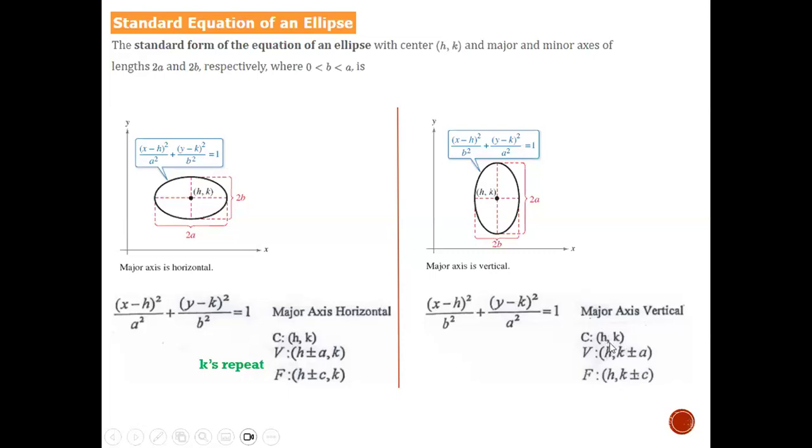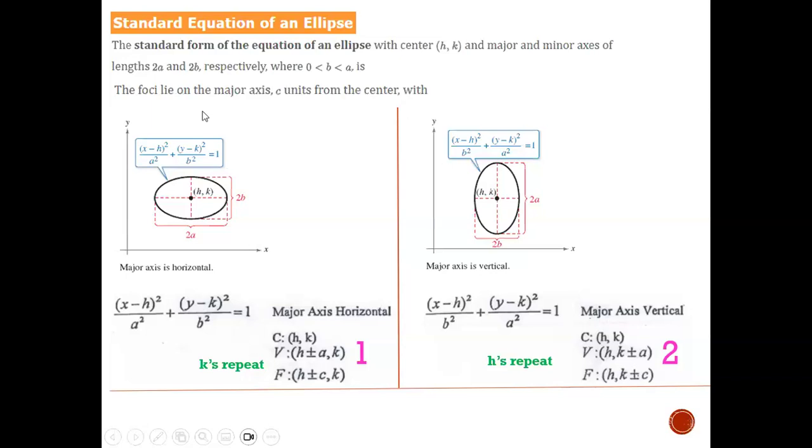So center is still (h, k). Here, the first coordinate of the vertex and the foci are the same. The h's are the same, okay? And we find the vertices k plus or minus a. The foci is k plus or minus the c value. So again, looking at those points, the h's repeat. So that's one way we can tell that we were going to use these formulas over here for the ellipse. Okay, so 1 or 2. 1 will be major axis horizontal, 2 major axis vertical.